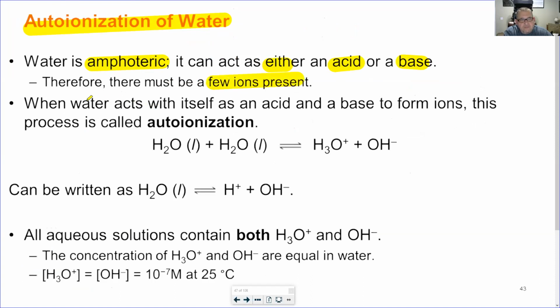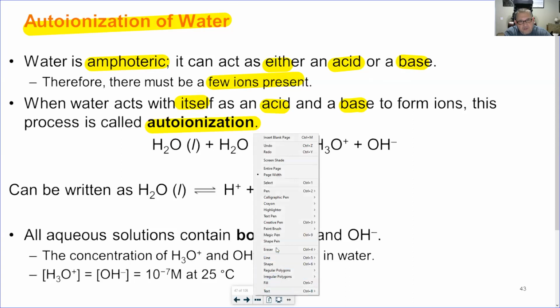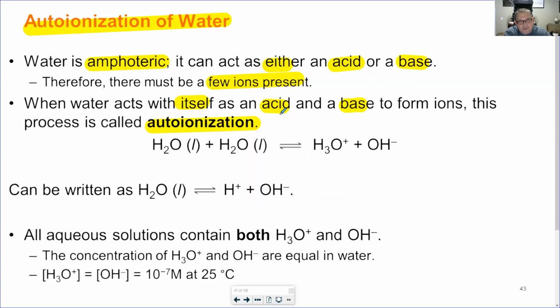So what happens sometimes is that water will react with itself, and one molecule serves as the acid, the other serves as the base, when it forms the ions. Whenever it reacts with itself, the name for this process is autoionization. There's another name we give for it as well: self-ionization. So autoionization has the same meaning as self-ionization in a system.